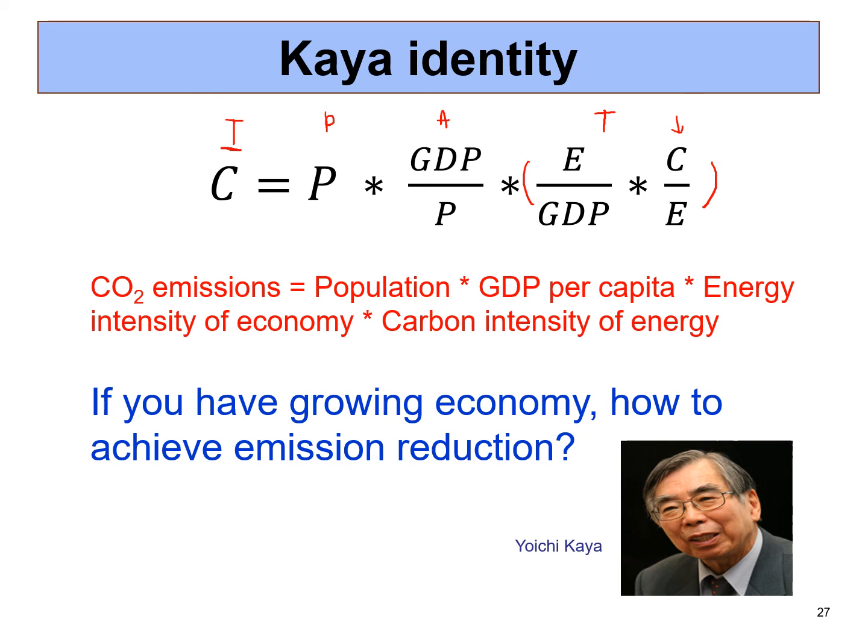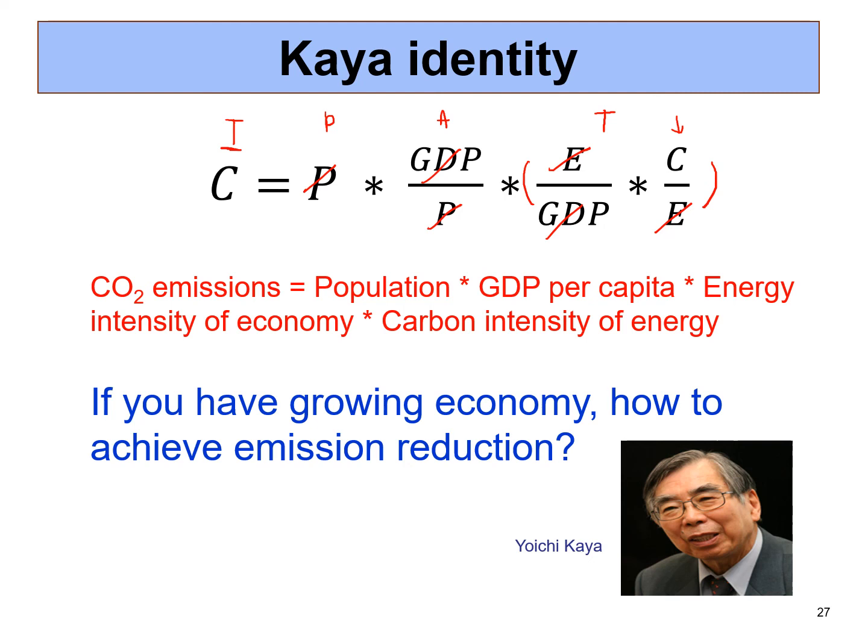Okay, so why is this also an identity? Because you can cancel some of them. So population can be cancelled off with population, GDP can be cancelled off with GDP, energy can also be cancelled off with energy. Now we only have CO2 emission equals CO2 emission. So we will get the result of an identity.